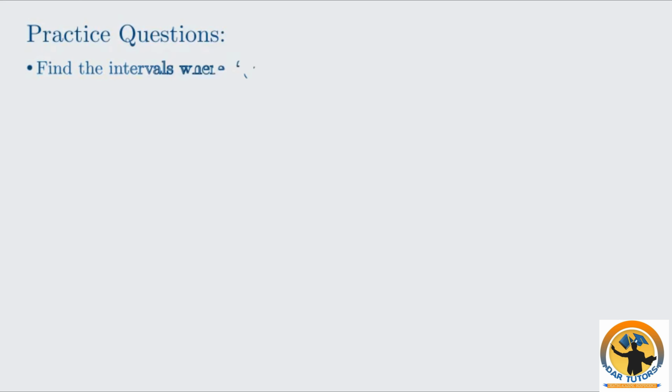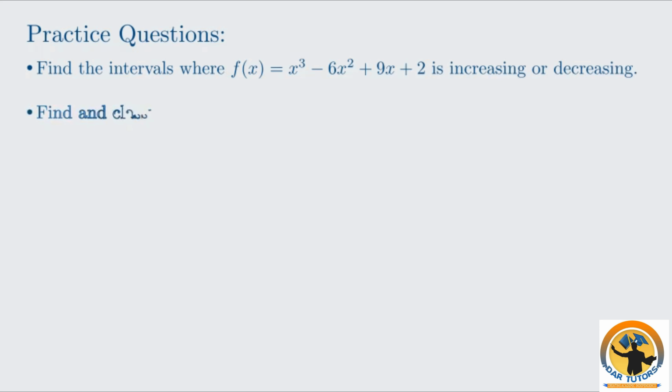Now, to solidify your understanding, here are 5 practice questions in the style of the IB exam. Pause the video, work through them, and then resume to see the fully worked solutions. Question 1. Find the intervals where f of x equals x cubed minus 6x squared plus 9x plus 2 is increasing or decreasing. Question 2. Find and classify all stationary points of f of x equals x to the power of 4 minus 2x squared.